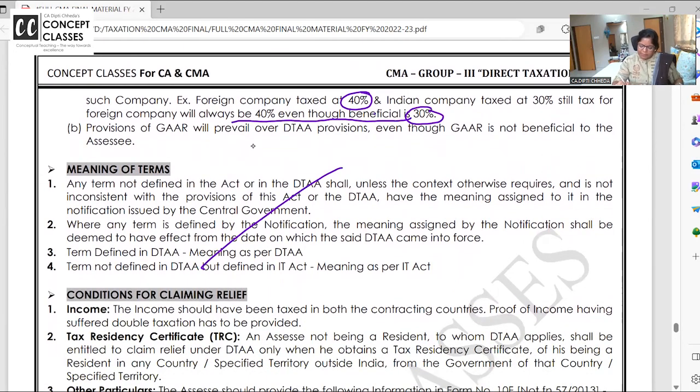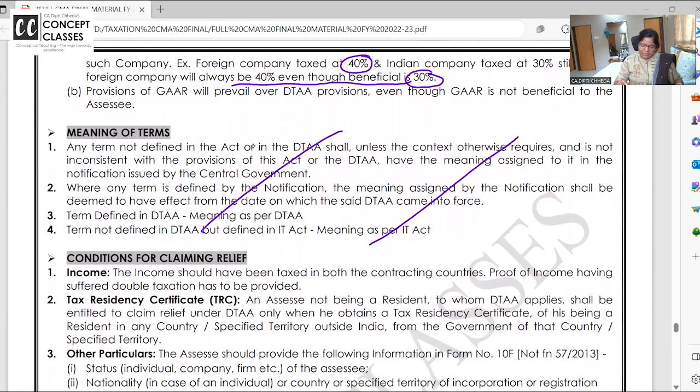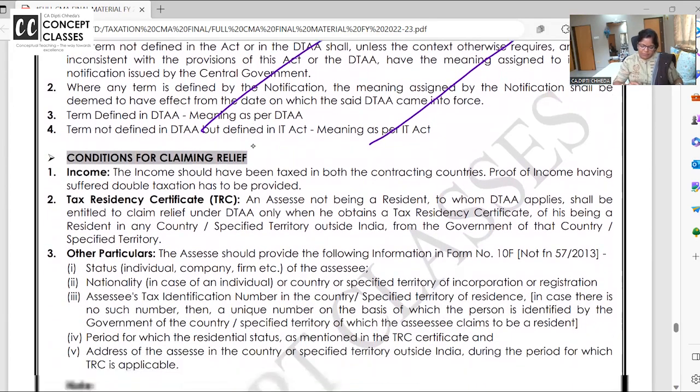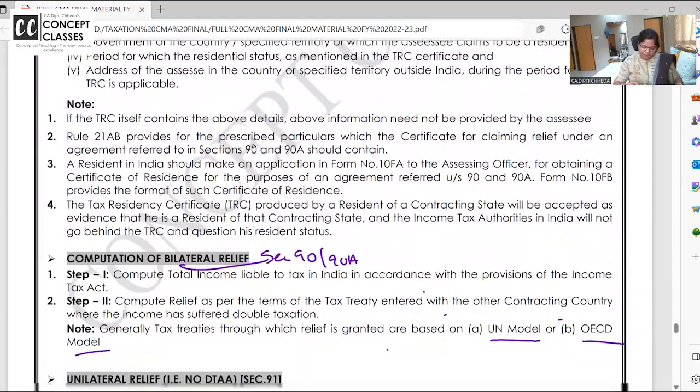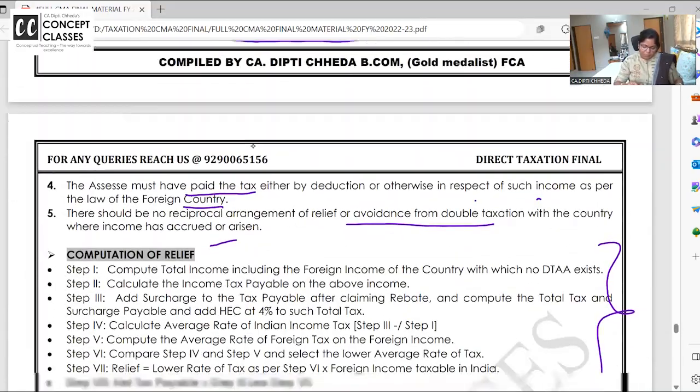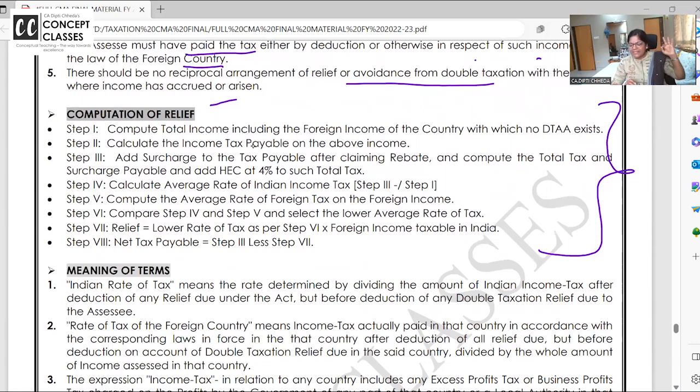ये cancel करो, ये मैंने अभी आपको जो पढ़ाया वो same है. हाँ? कि एक्ट में तो एक्ट में ले लो, डीटीए में तो उसको कैंसिल कर दो, don't read it. One more thing, yeah. Now can you please come and read the relief ke steps?